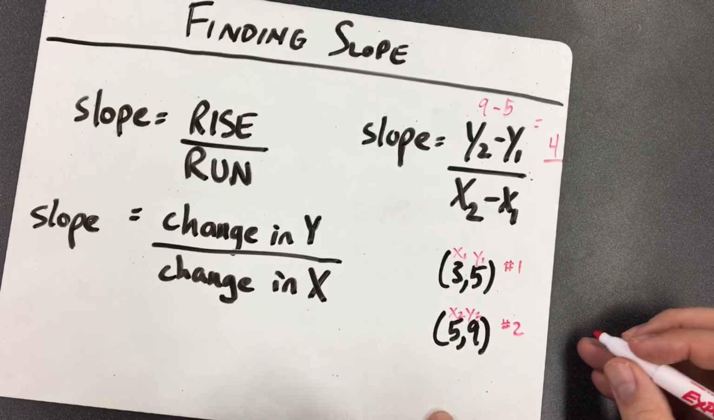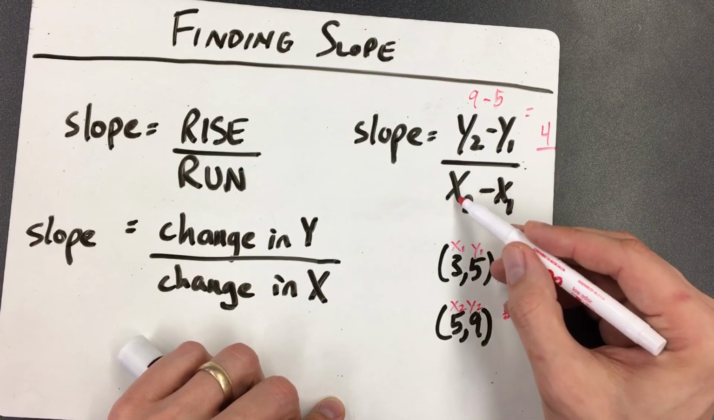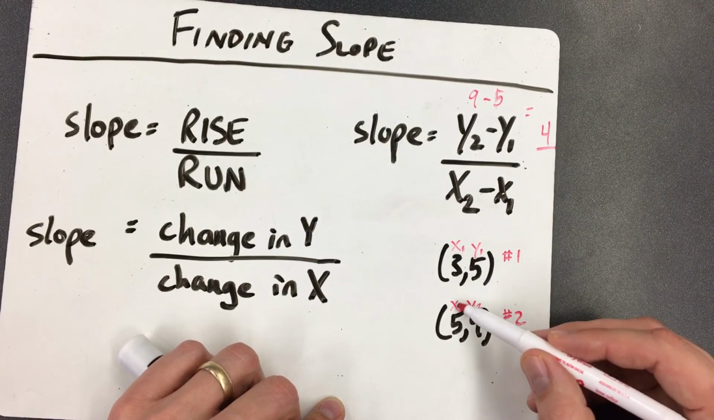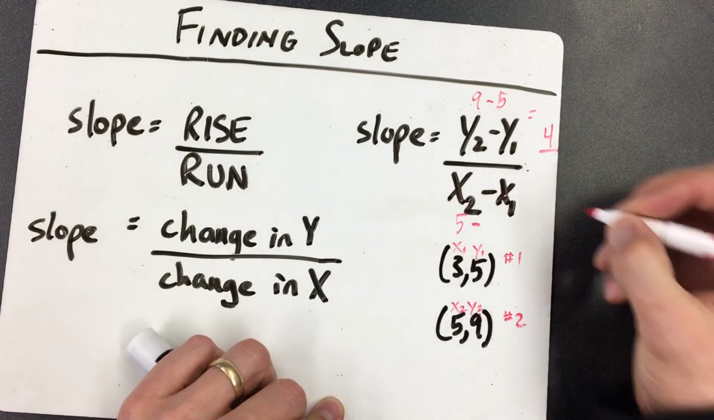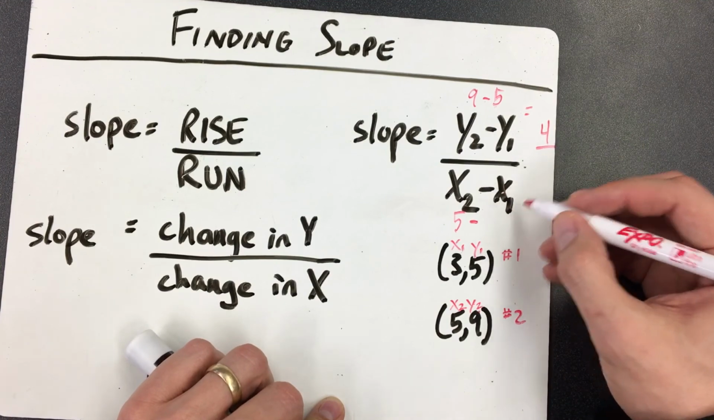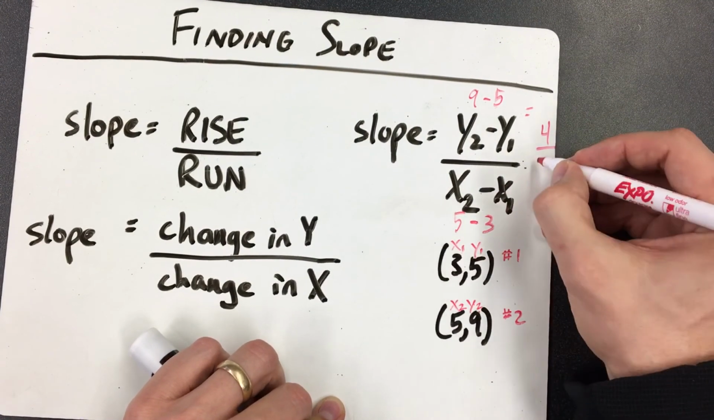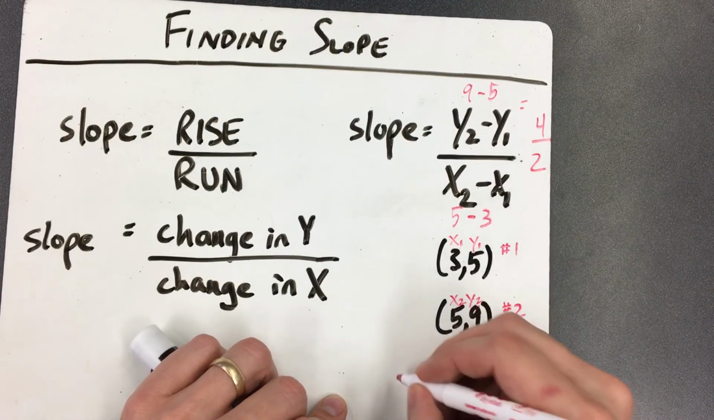And then we would do the same thing with the x coordinates on the bottom. The x coordinate down here, x2 minus x1. Point number 2, my x coordinate is 5. Whoa. Sorry about that. And then x1 means the x coordinate from point number 1. Here's my point number 1. The x coordinate is 3. And so 5 minus 3 equals 2. And then obviously we could reduce that. 4 over 2 equals 2.